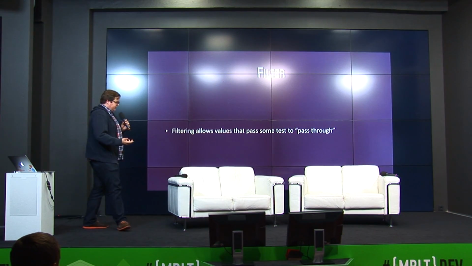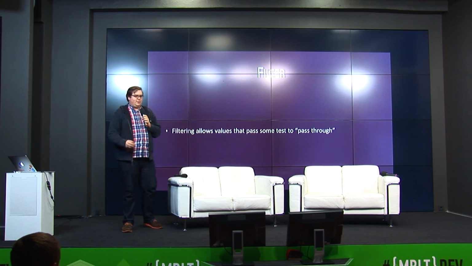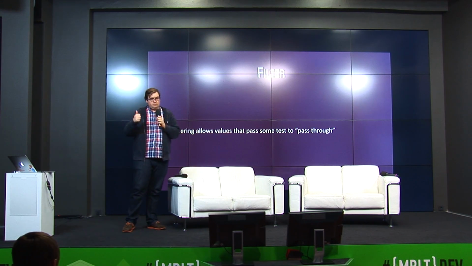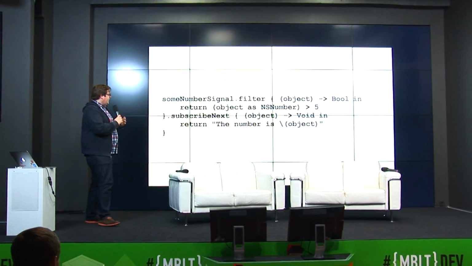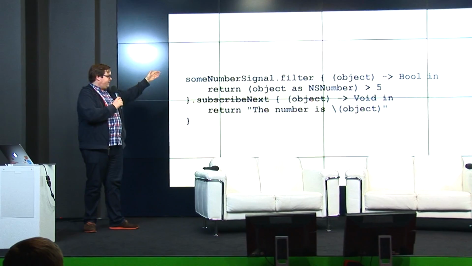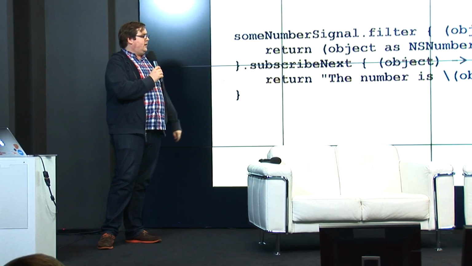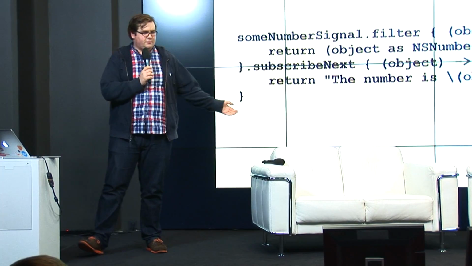Another signal transformation is filter. Filter does exactly what it sounds like. You have a block, and every new value sent over the signal is sent to this block. If the block returns true, then the signal sends that value. If it returns false, then it doesn't. It filters out some values. Code looks like this. So we've got some number signal, we're going to filter it, and return true if the object is greater than 5. And then the subscribe next block is only going to be executed for numbers greater than 5. Pretty simple.